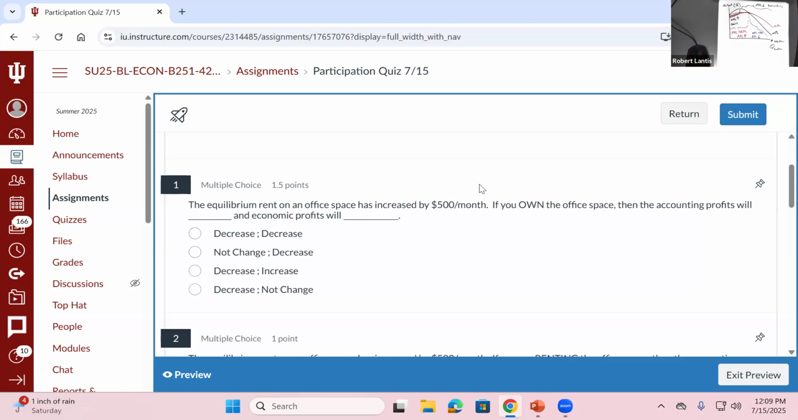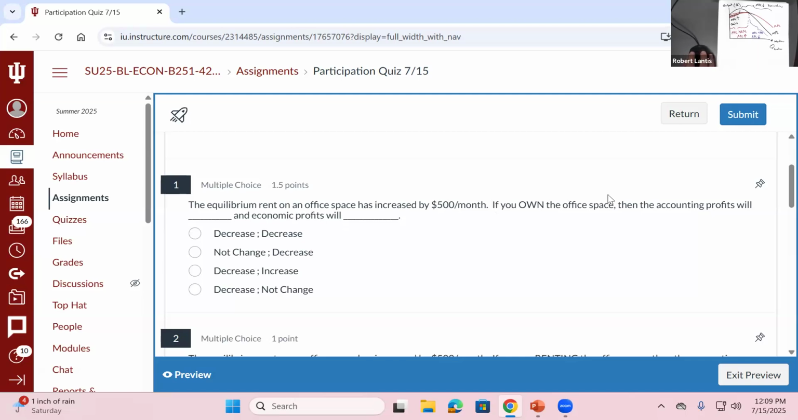However, if I could run this business out of my home instead of the office space, well, what am I foregoing by using the space? I'm not making an additional $500 a month now. So this increase in how much I could be charging for rent would be an implicit cost, or how much money I'm foregoing, right?